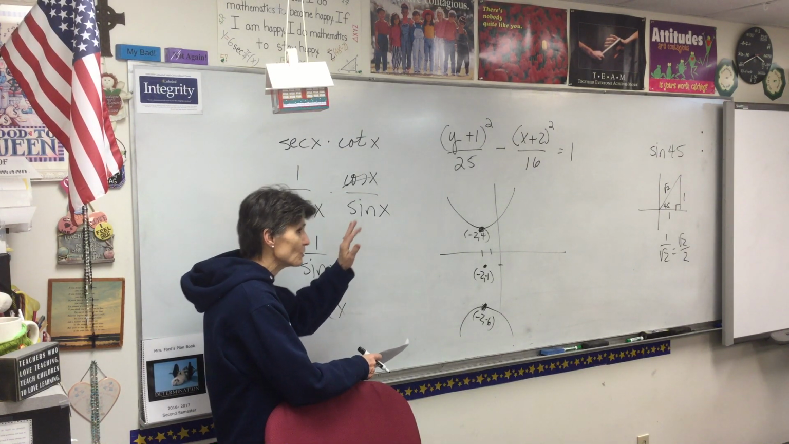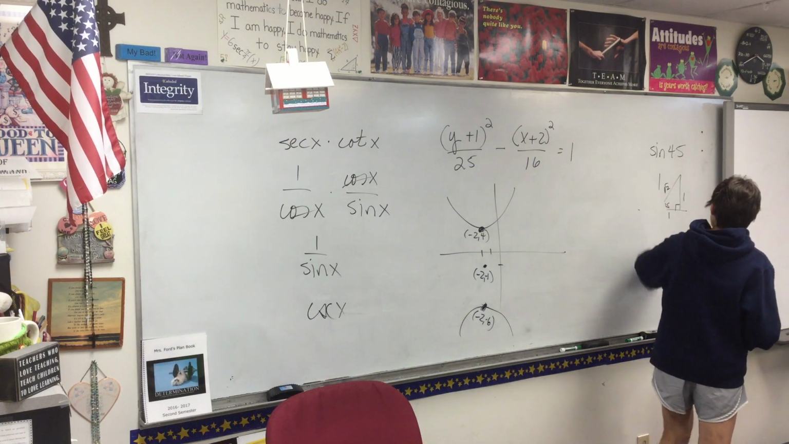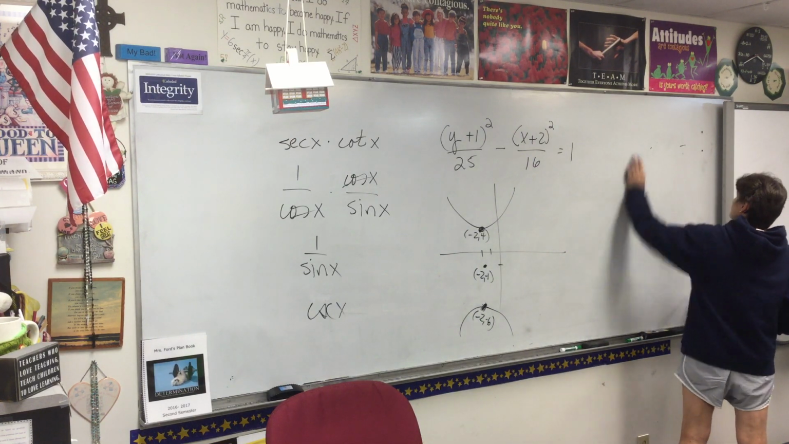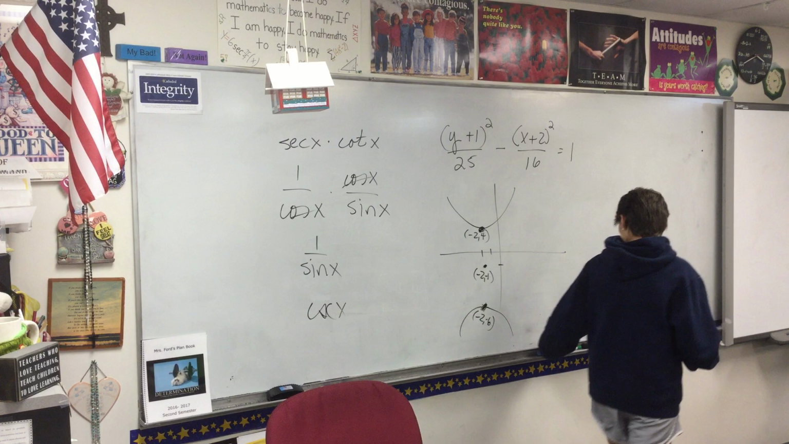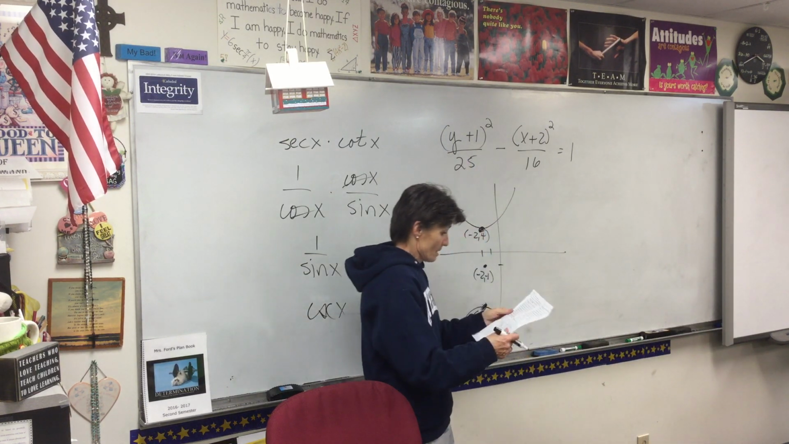That's all. You don't have to do asymptotes and all that stuff. You just have to find the vertices. So you got to remember what the vertices are. Got to remember which way it opens. Then it's easy.